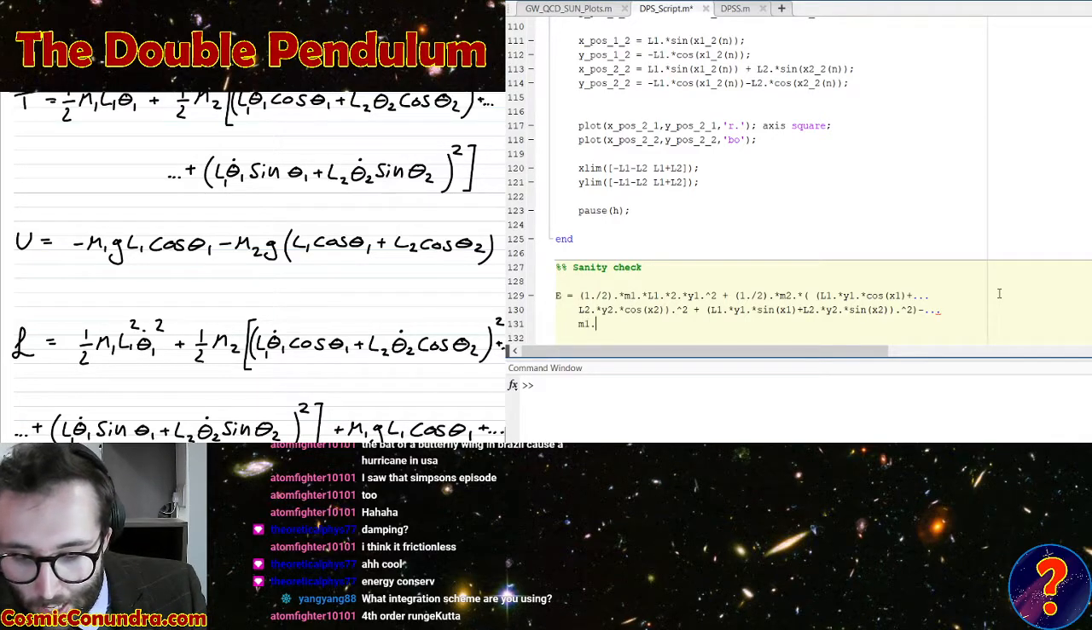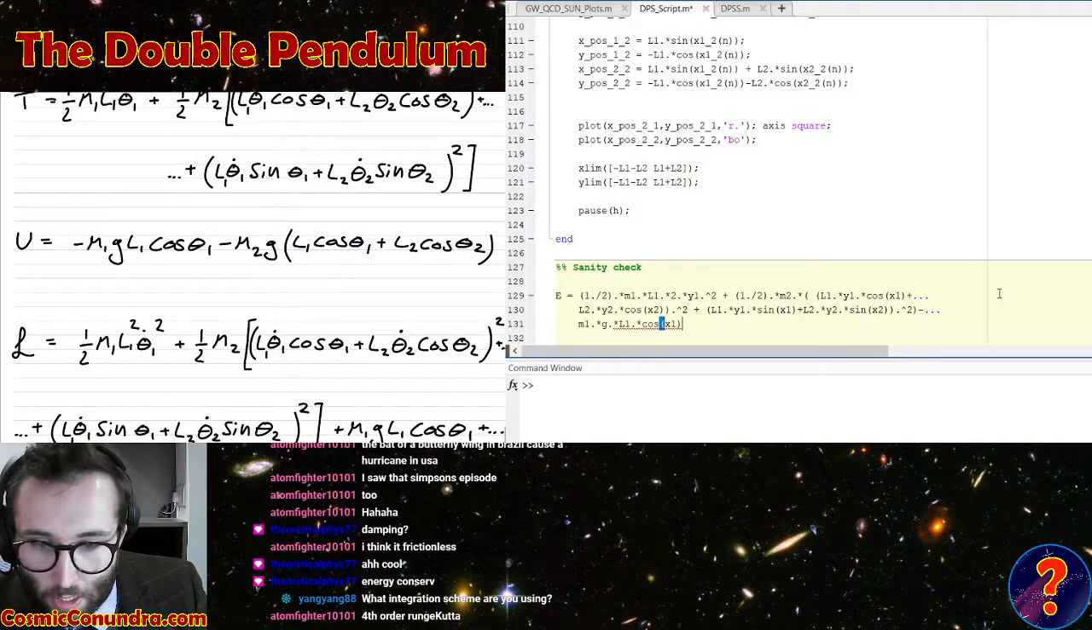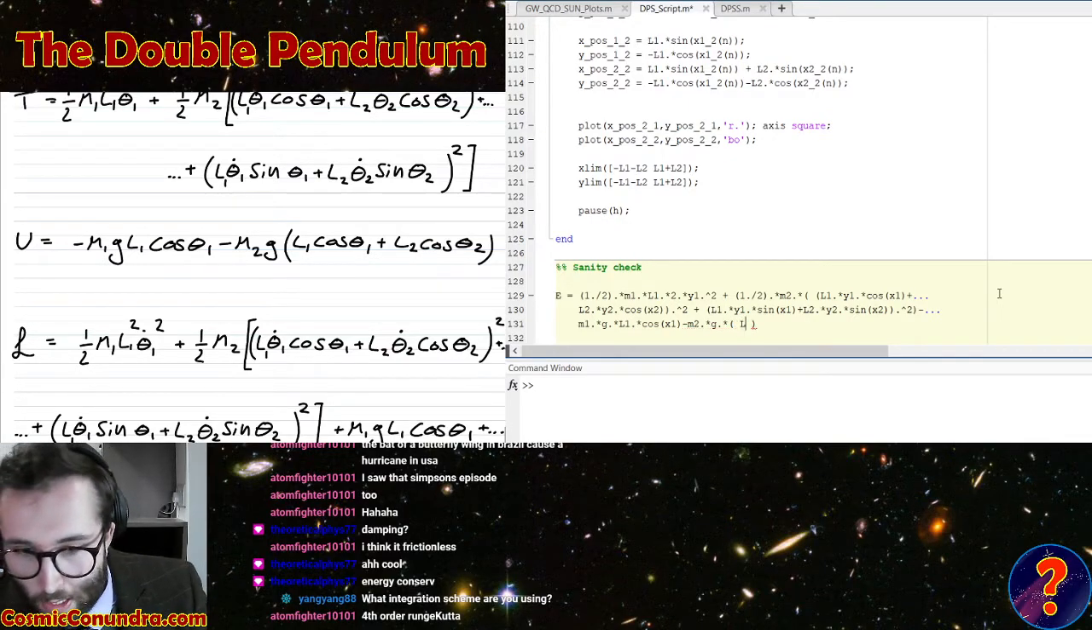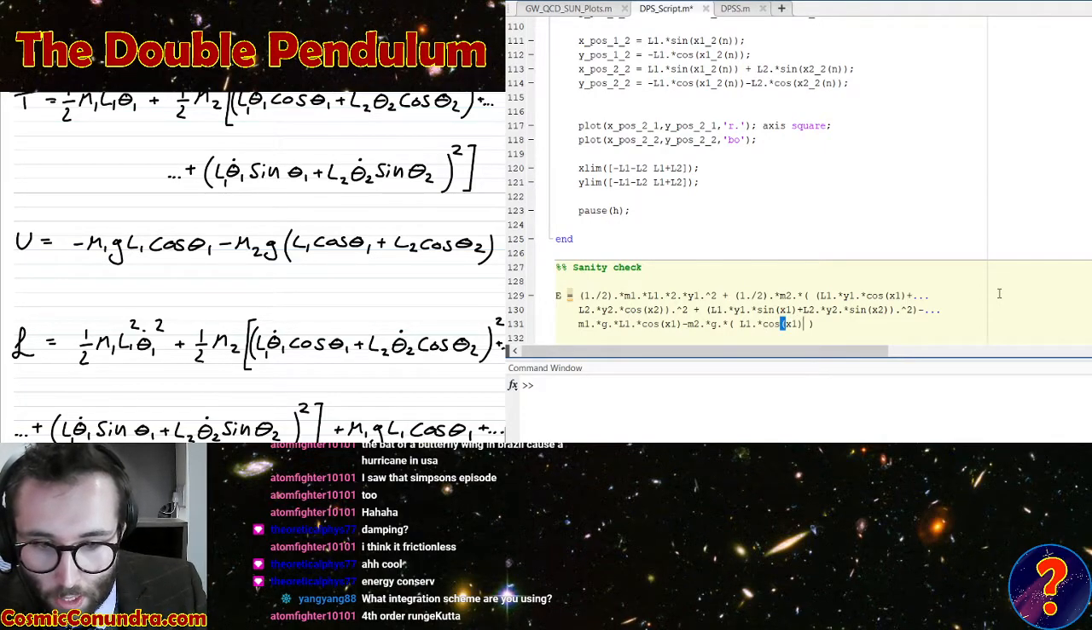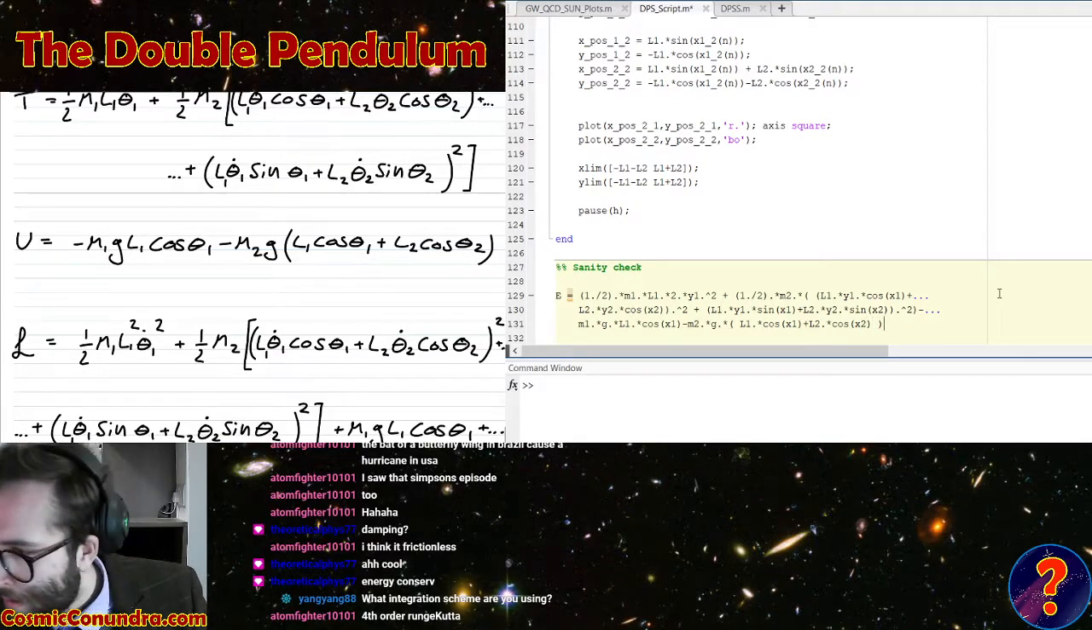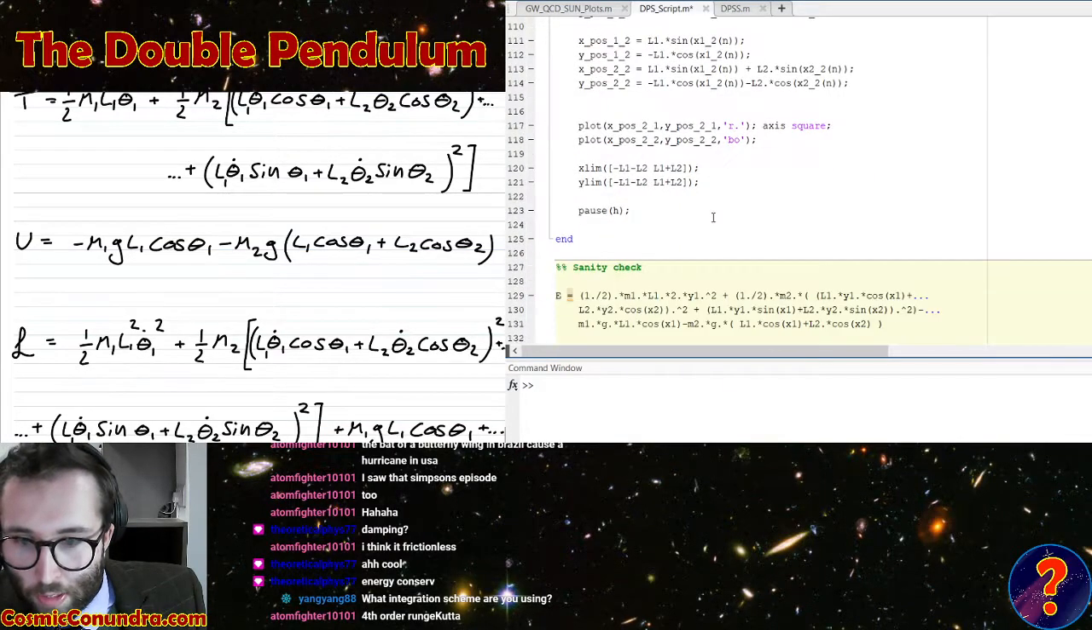So now I'm taking off minus m1 times g times L1 times cosine of theta1, which is x1, minus m2 times g times the thing inside the bracket, which is L1 cosine theta1, which I call x1, plus L2 times cosine theta2, which is just x2. Okay, that all looks sensible.